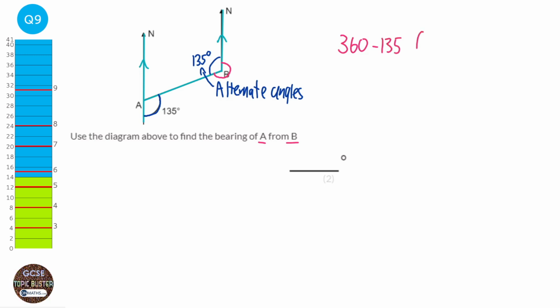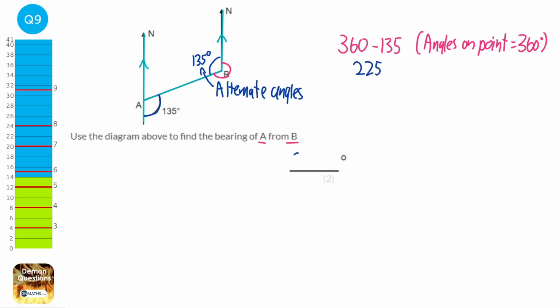And the reason for that is angles on a point equal 360 degrees. And when we work that out, we get the answer of 225. So our bearing is 225 degrees.